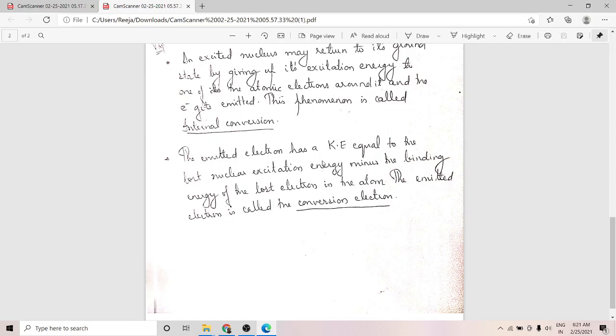The remaining energy after subtracting the binding energy will be the energy of the emitted electron, and this emitted electron is called the conversion electron. The process is called internal conversion, and the emitted electron is called the conversion electron. I hope this session on beta decay and gamma decay is clear to all of you.